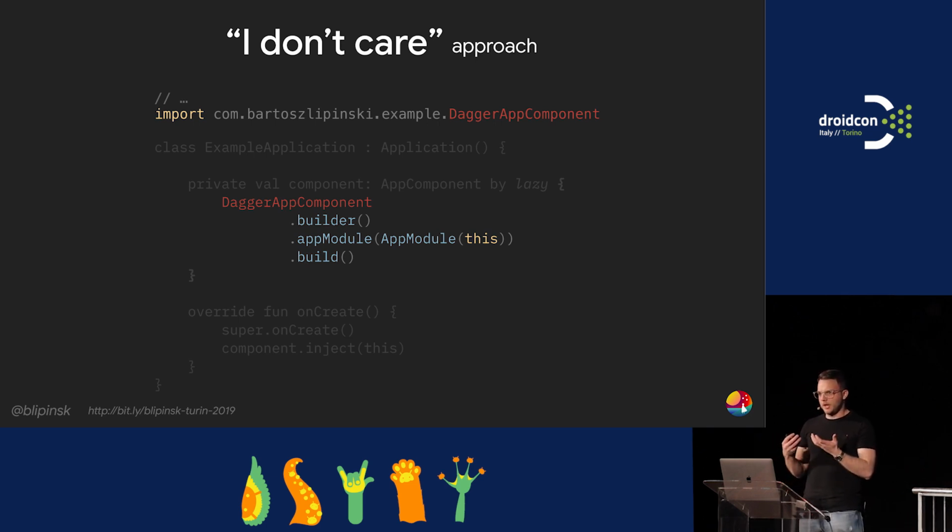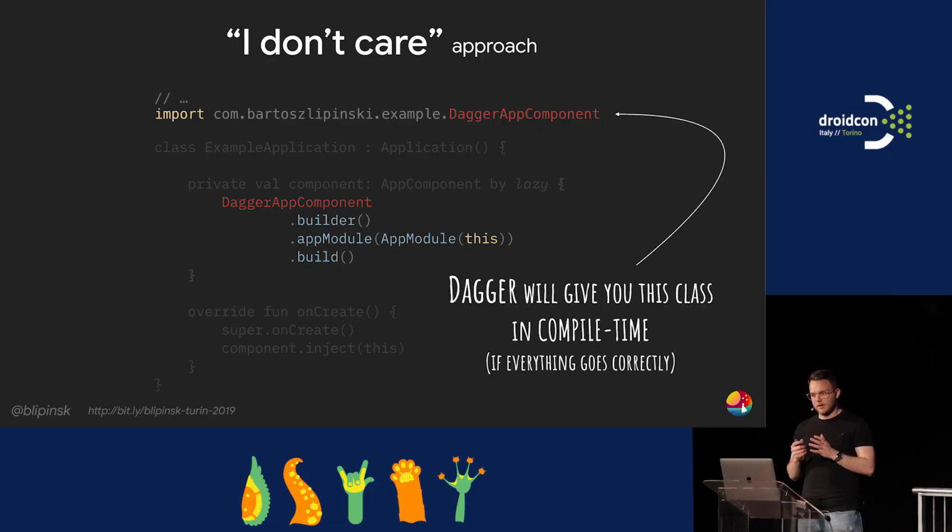So you can only hope that Dagger will give you this at compile time, but it will give you this only if everything goes correctly. If anything goes incorrectly within your component setup or module setup, or even if you make a typo within any of those two, this code will not work. So that's the main problem with this approach. It's basically saying that something will be generated, and you have to trust the library that it will generate the code, and you have to use it like this without even knowing if the code is correct or not.